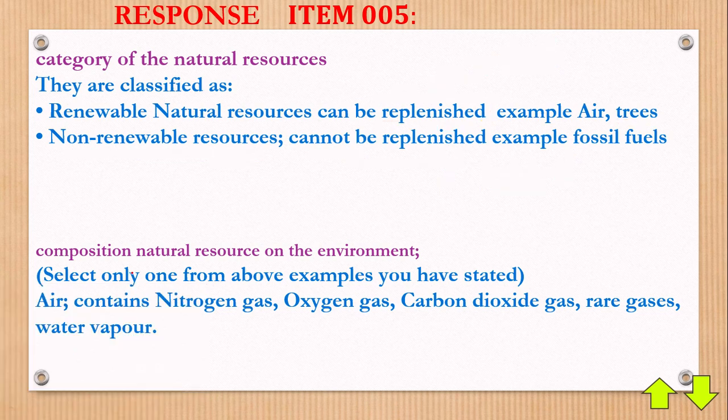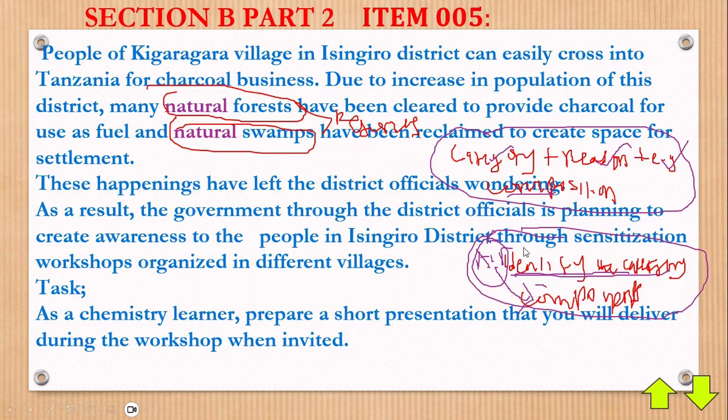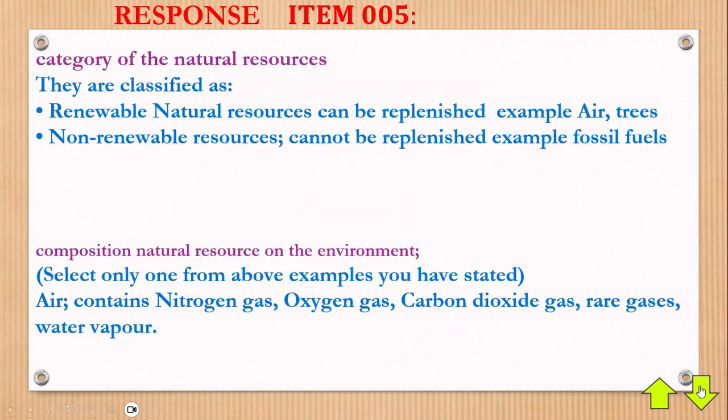Alright, good. So with that, that's the part we have here. Please, I said our aim here is not just having the answers, but knowing how to answer. Now, the category was renewable resources, the reason was can be replenished, e.g. air and trees. Now for the non-renewable, the category was non-renewable, the reason was cannot be replenished, and the example was fossil fuels.